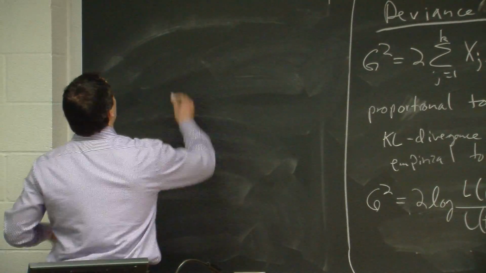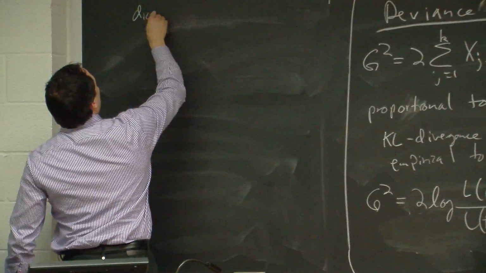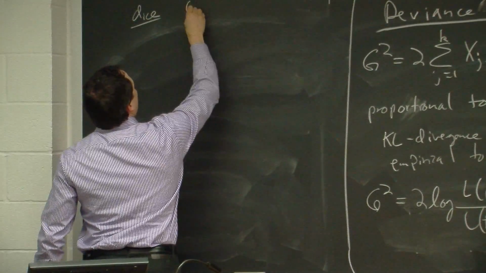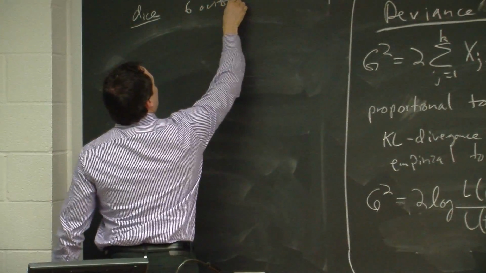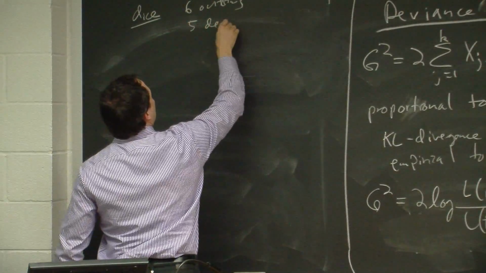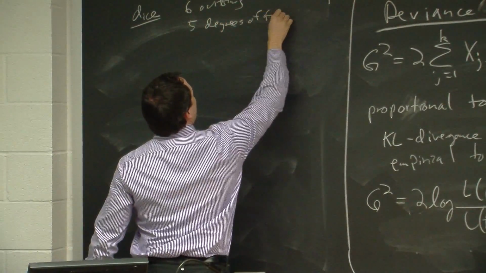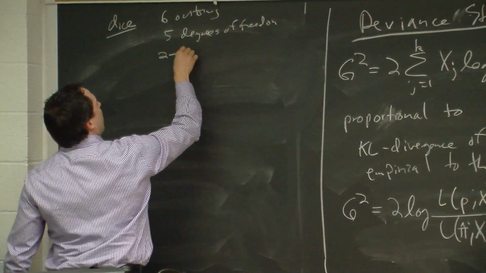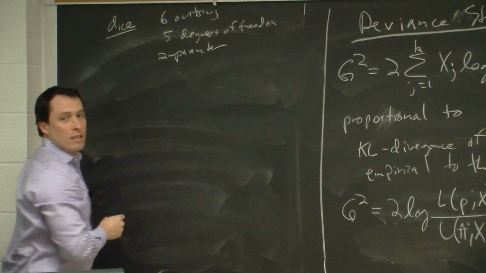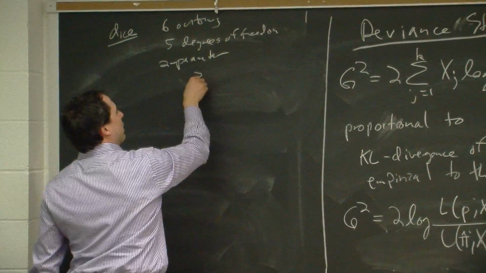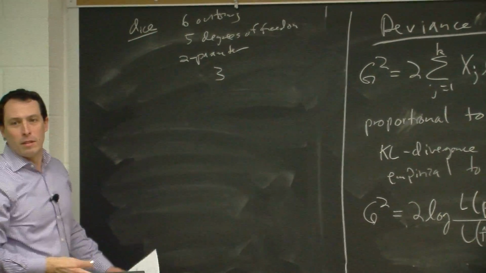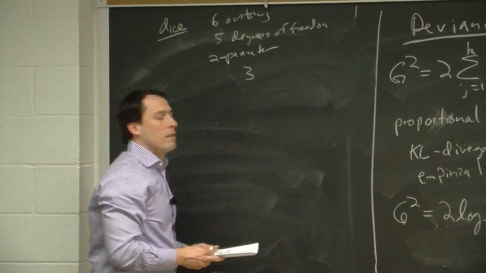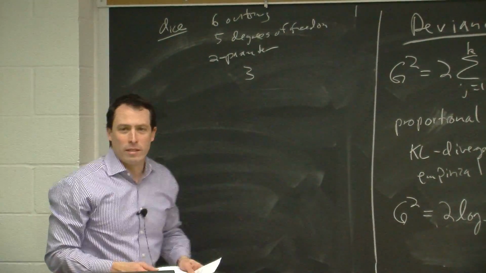Yeah, so think of it like, say I have the dice example. I have 6 outcomes. There's sort of 5 degrees of freedom. And suppose I have, say, a 2-parameter family. Then I want 3 as my chi-squared degrees of freedom, which is 5 minus 2. We'll talk about that more in a bit.